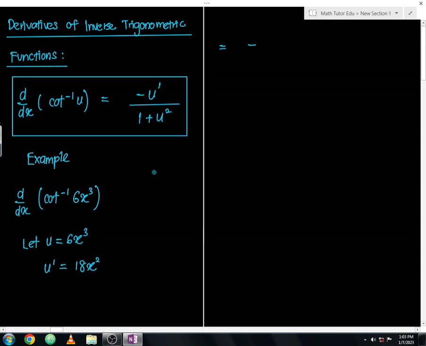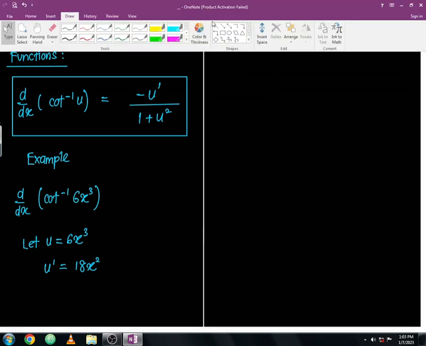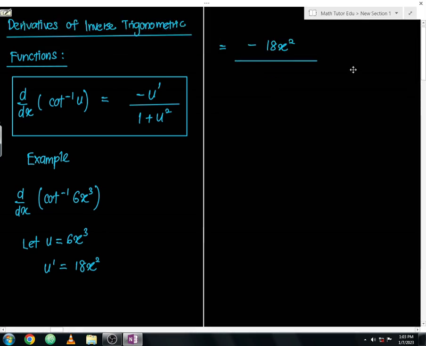Negative u prime will be negative 18x squared, divided by 1 plus u squared. Since our u is 6x cubed, it will be 1 plus 6x cubed to the power of 2. So you'll get negative 18x squared divided by 1 plus 36x to the power of 6.